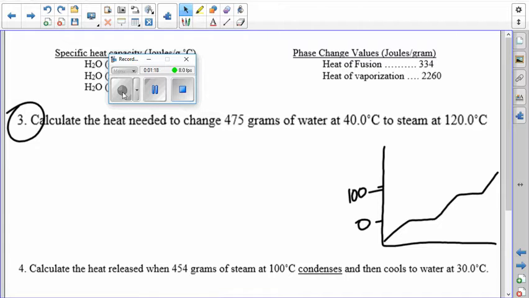I saw a lot of people using this graph on the right. I strongly encourage that. It says calculate the heat needed to change 475 grams of water at 40 degrees to steam at 120 degrees. So, where am I starting on this graph? It says 40 degrees. I don't know exactly where on this line that would be, but I know it would be on this line somewhere. It doesn't really matter where I put that red dot. I just want to make sure I'm in the right section. And then it goes to 120. That would be above the 100 line, so maybe here.